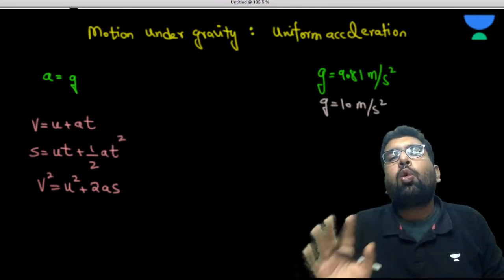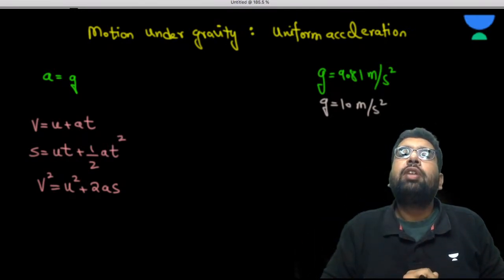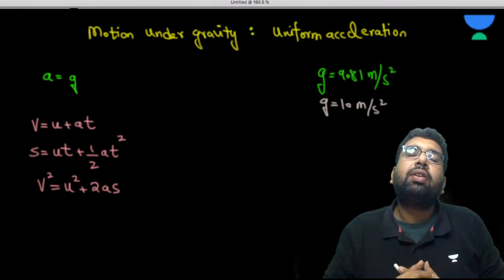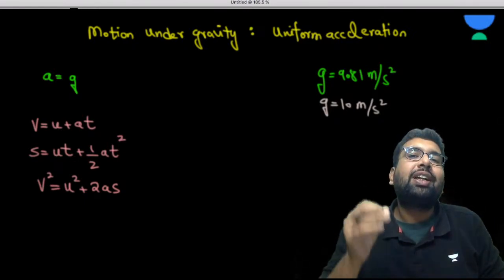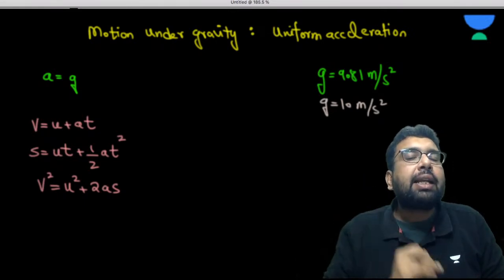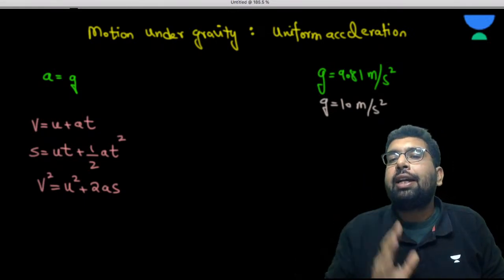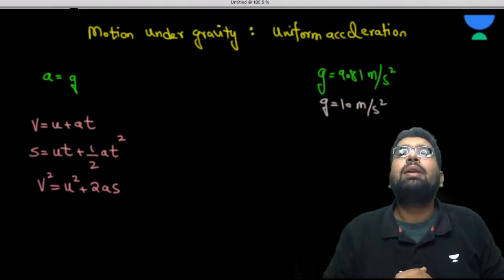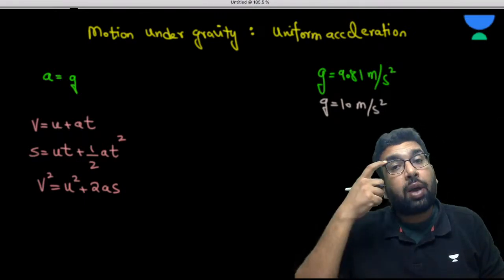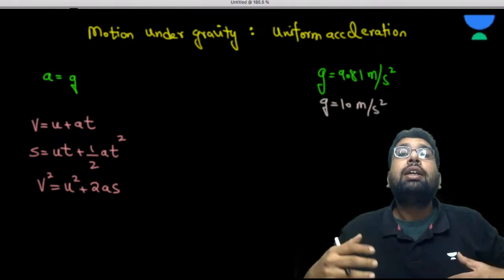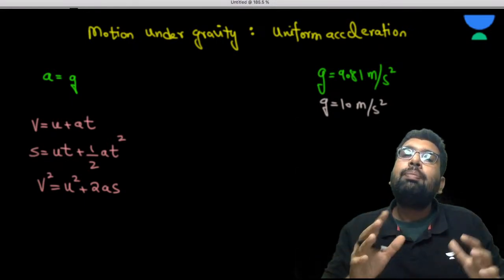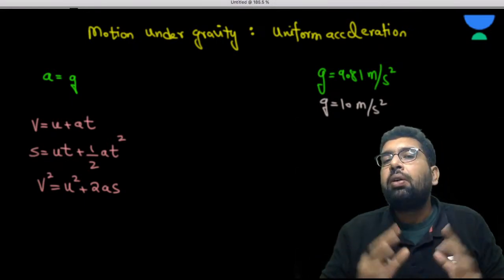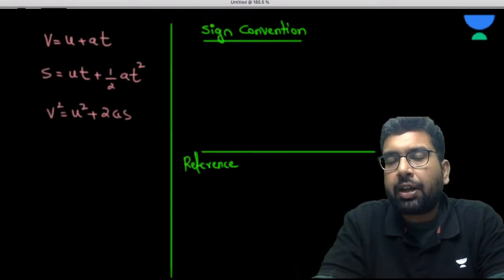Now, the only difference here is that when we say motion under gravity, the constant acceleration that we are talking about, we take it equal to g, that is acceleration due to gravity, whose value is 9.81 meter per second square. But sometimes, for the sake of simplifying the calculation, we may take g as 10 meter per second square. I hope it is fine to everyone.